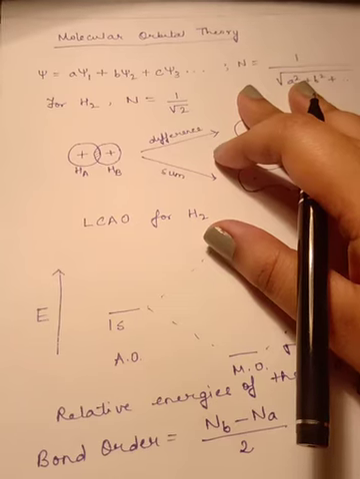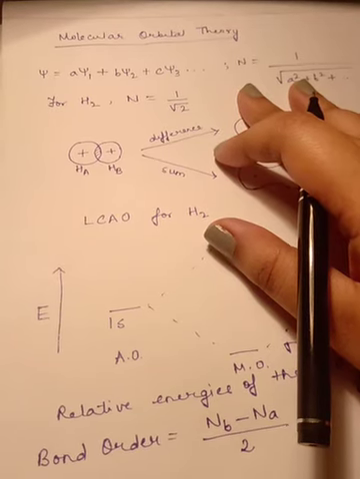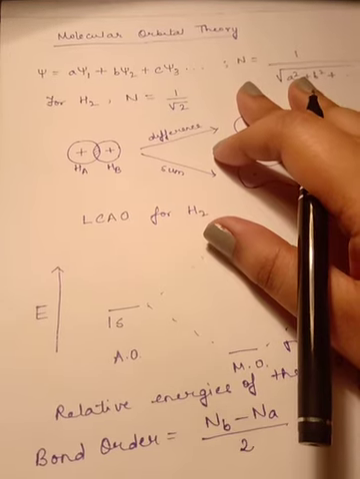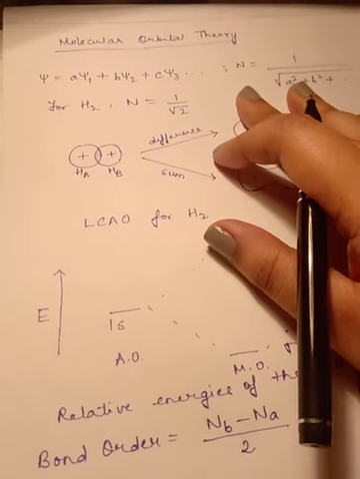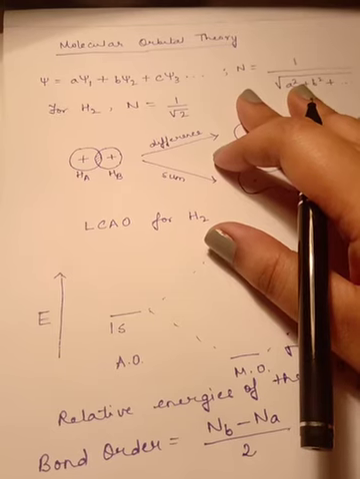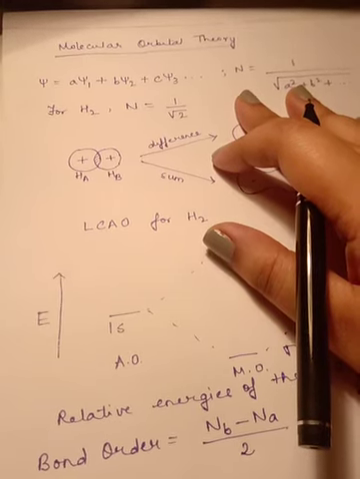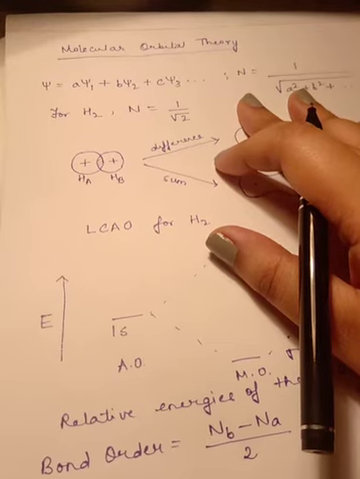I'll be discussing molecular orbital theory, which is one of the major approaches to chemical bonding. There are various postulates of molecular orbital theory. The first postulate states that the electrons present in a molecule are present in the various MOs. They come from the different atomic orbitals.